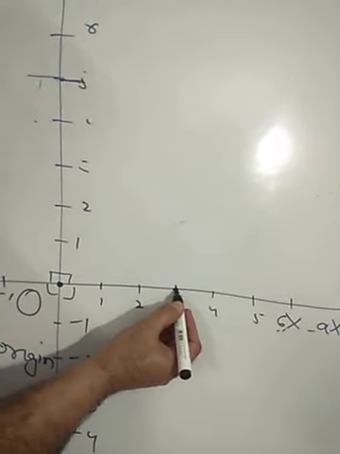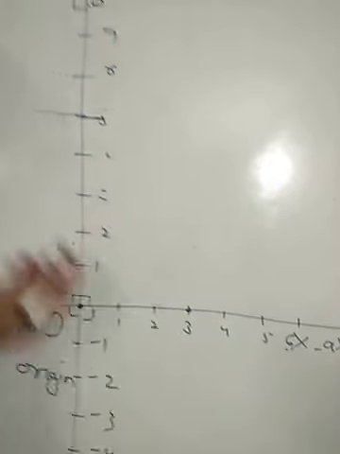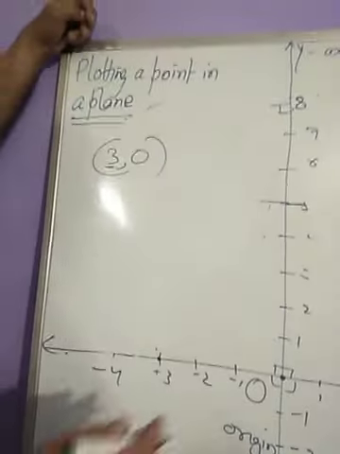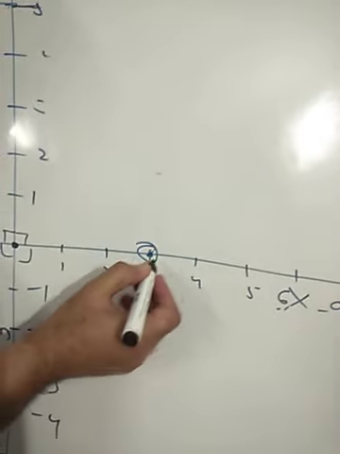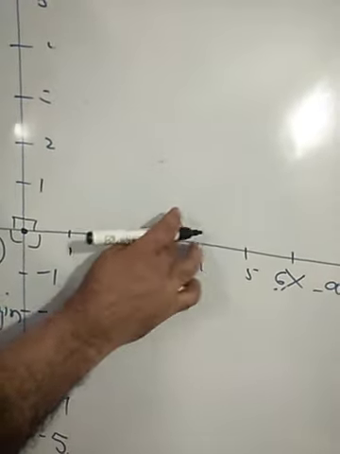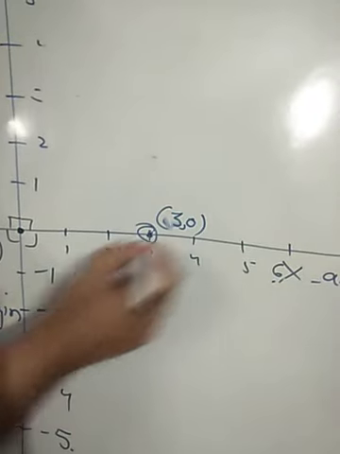Where to go? Up or down? See the y coordinate. What is it? 0. So nowhere to go. You have to stop right here. This is the required point. What is the point? This is 3 comma 0.